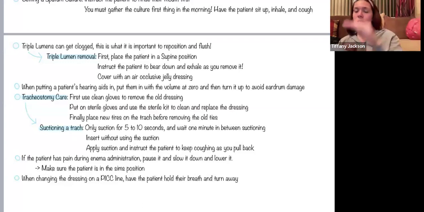When changing a dressing on a PICC line, this will be a sterile procedure. So make sure the patient holds their breath and turns away. Also place a surgical mask on the patient.